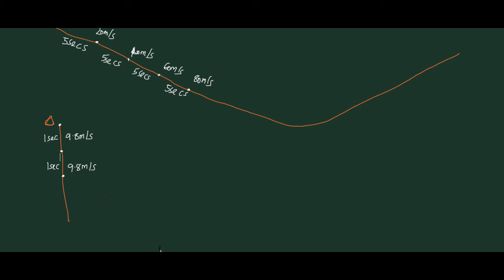So we can see that uniform acceleration occurs in a specific direction, because if you remember, acceleration is a vector quantity, and it always has a direction.